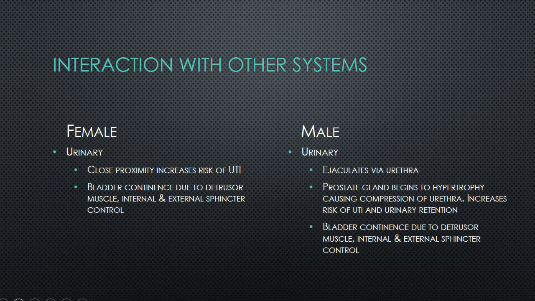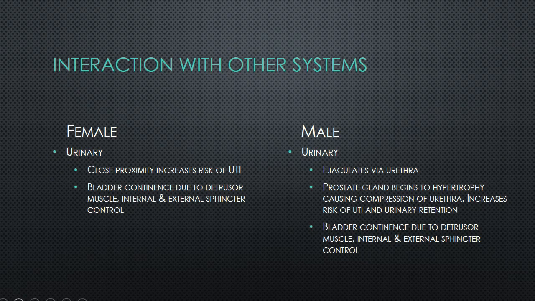Bladder continence is due to the detrusor muscle and the internal and external sphincter and control of that. In the male, the urinary system helps to ejaculate via the urethra. So the sperm travel down the vas deferens and down the urethra for ejaculation into whatever orifice they're ejaculating into.